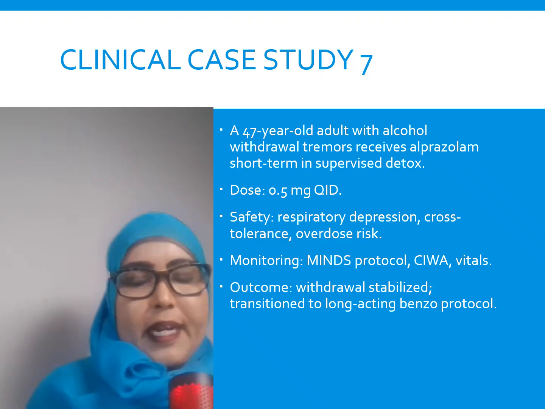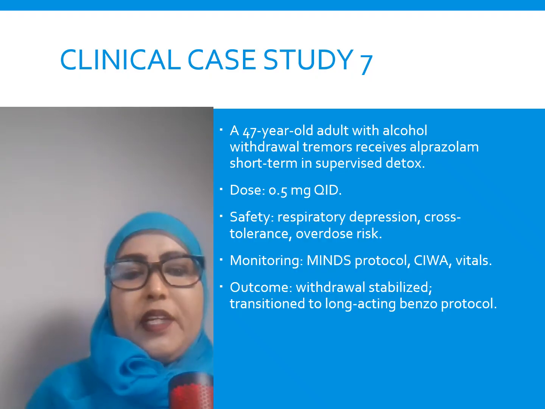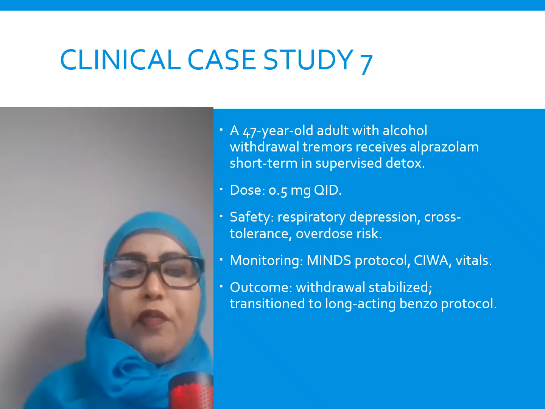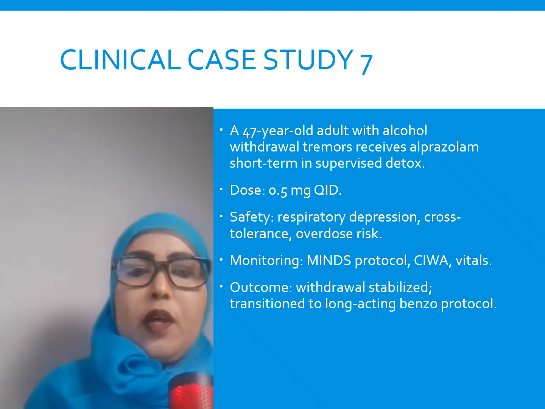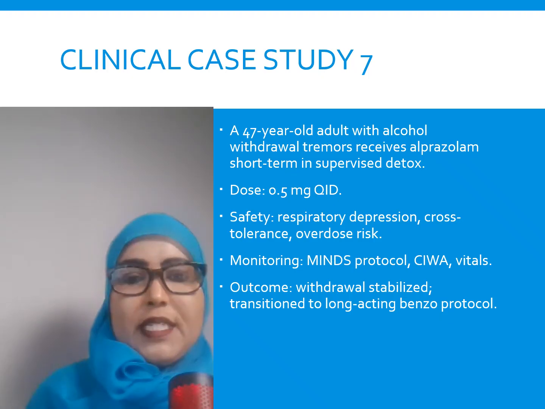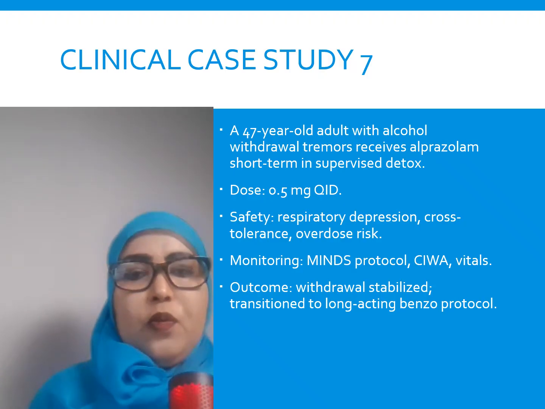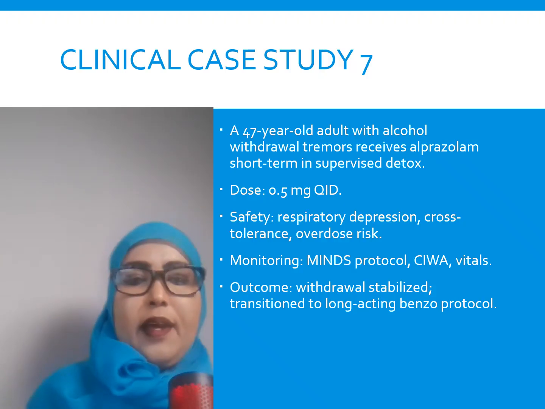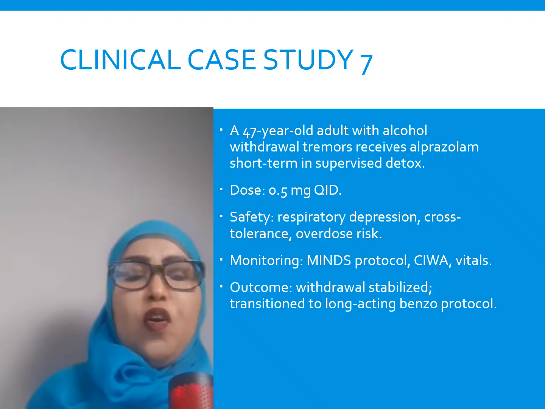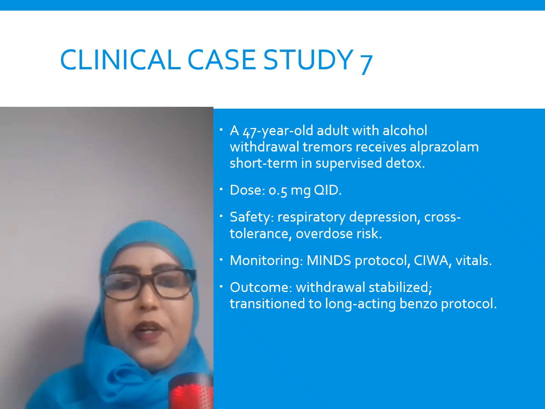And then you prescribe the patient alprazolam, and the dosage is 0.25 milligram 4 times a day. The safety consideration is respiratory depression, because alprazolam causes respiratory depression, and cross tolerance, if there is tolerance to alprazolam, and overdose risk, because alprazolam has overdose risk.